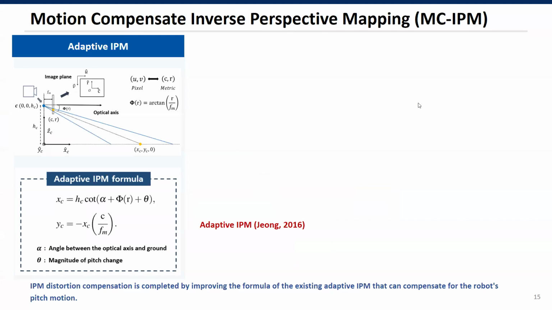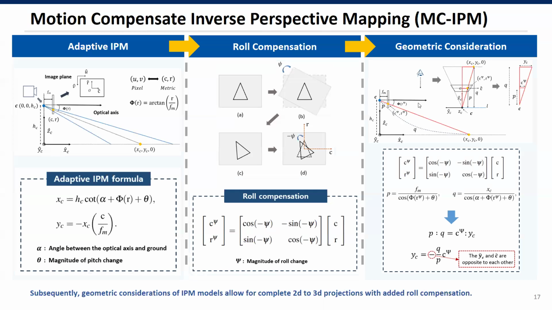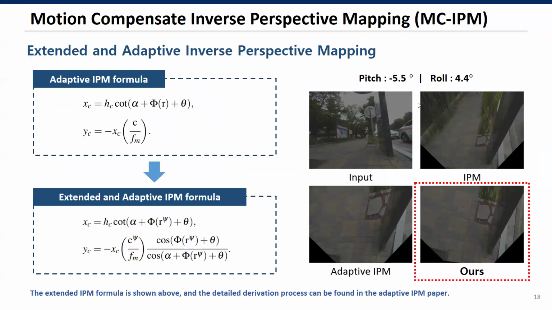IPM distortion compensation is completed by improving the formula of existing adaptive IPM that can compensate for the robust pitch motion. Prior to 2D to 3D projection, the compensation for roll motion on the image plane can be solved with 2D rotation. Subsequently, geometric constraints of the IPM model allow for complete 2D to 3D projection with added pitch compensation. The extended IPM formula is shown above, and the detailed derivation process can be found in the adaptive IPM paper.